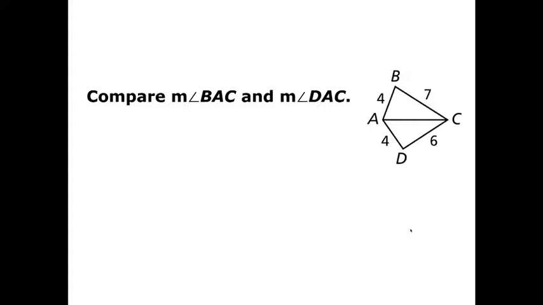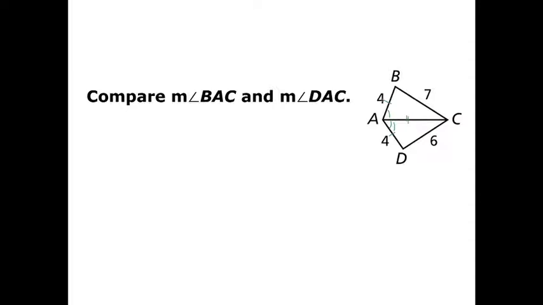So here what we want to do is compare the measure of angle BAC and the measure of angle DAC. So the two angles I'm wanting to compare are BAC and DAC. What I know first and foremost is that on one side of each of those angles I have a set of congruent sides. AB and AD are congruent to each other. But I also know that those two angles share a side. They share side AC, and of course the reflexive property means that side is congruent to itself.